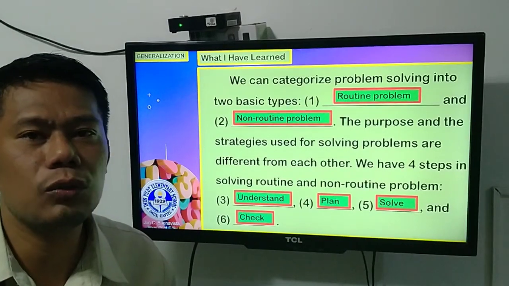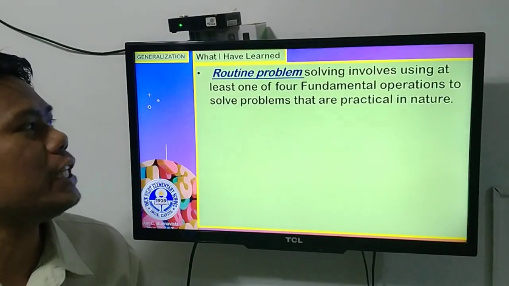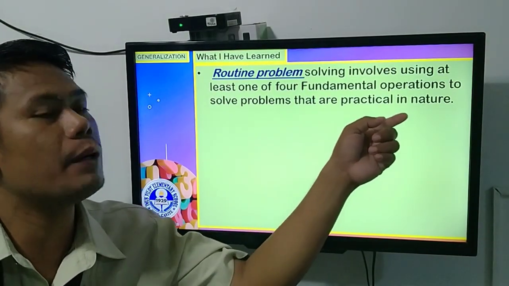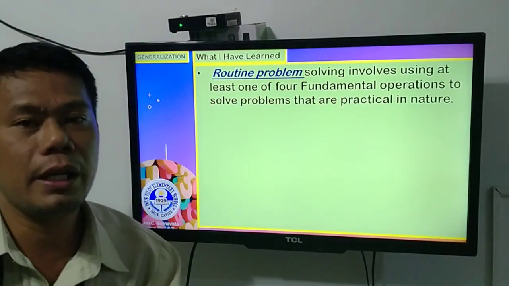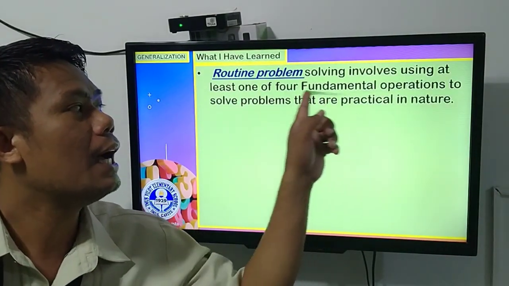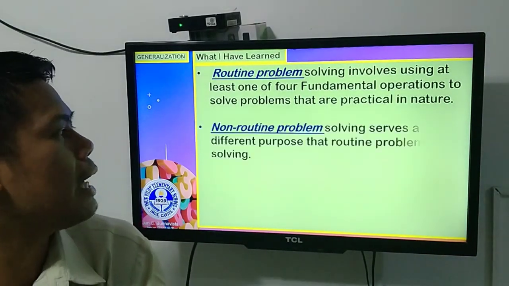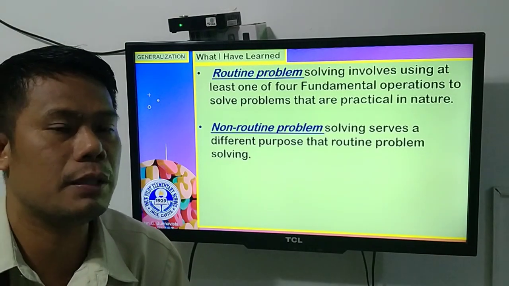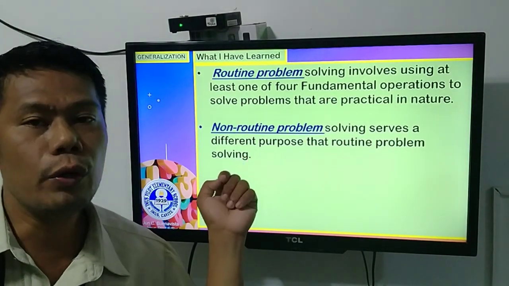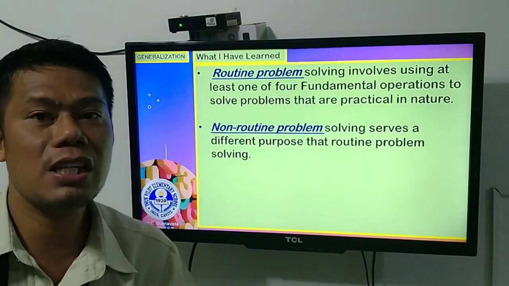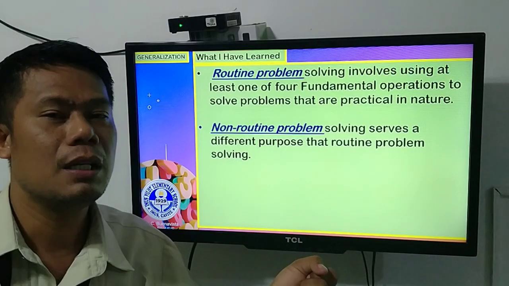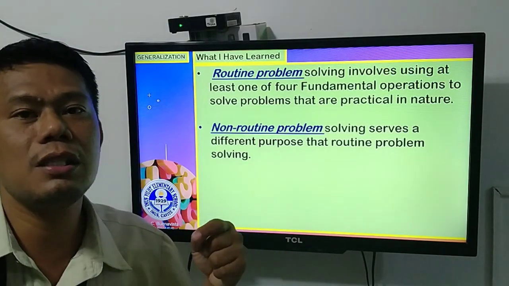Now, what is routine and non-routine word problem? Okay, so routine word problem solving involves using at least one of the four fundamental operations to solve problems that are practical in nature. Ayan, maliwanag. Isang operation lamang, it's either multiplication, division, addition, or subtraction. Kahit saan sa apat na basic fundamentals in mathematics. And the non-routine word problem serves a different purpose than routine problem solving. Ibig sabihin, mas naiiba daw siya. It's because it involves two or more operations in order to get the answer. Hindi siya pangkaraniwan, kaya tinawag siyang non-routine. Pag sinabi ng mga routine, pangkaraniwan lamang. Lagi natin naririnig na problem. The answer, we can get the answer right away, even using mental strategy.